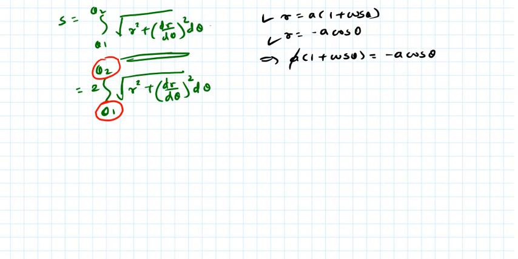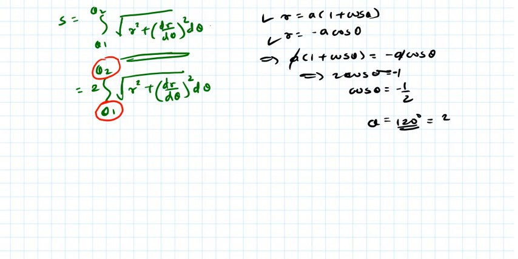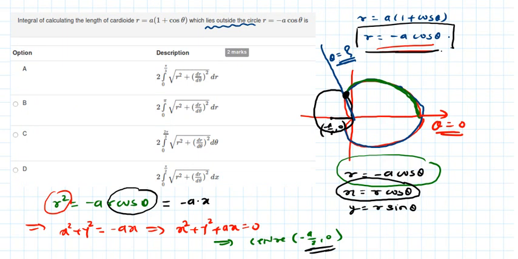So this a cancels. From this I can find 2 cos theta is equal to minus 1. So this implies cos theta is equal to minus 1 by 2. So theta, in this case, will be 120 degrees, which means 2 pi by 3. So from the given curve we can see the lower limit is theta equal to 0 and the upper limit will be theta equal to 2 pi by 3. So our option C is the right answer.